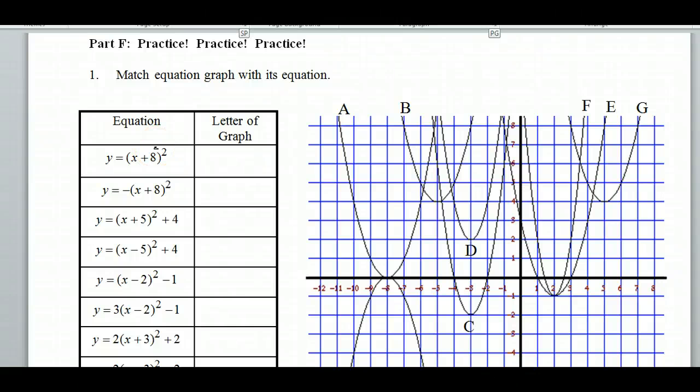This is part F, practice, practice, practice. We're going to match each graph with its equation. So I'm just going to move this down a little.